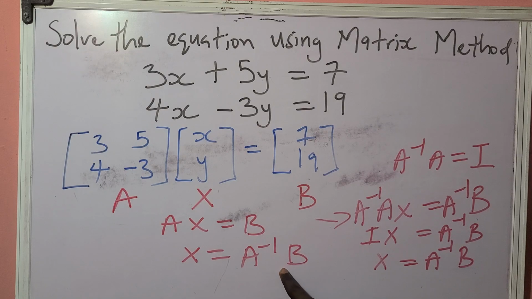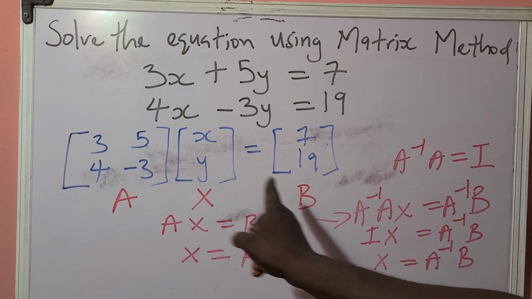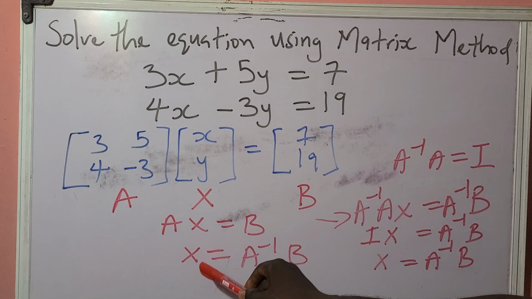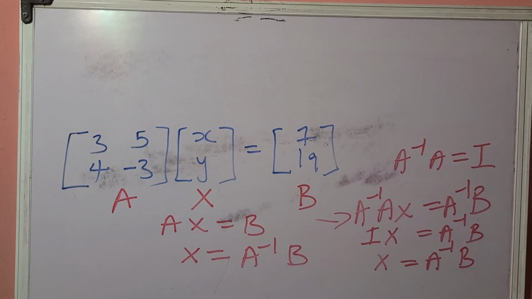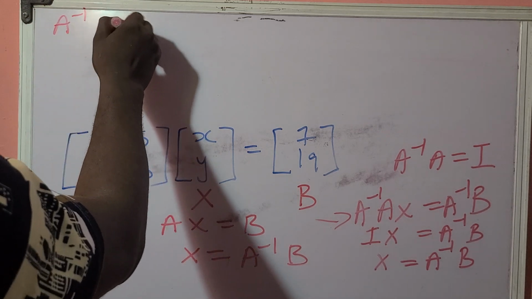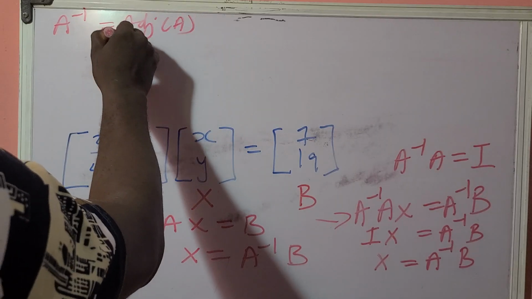This equation is where the solution of our matrix will come from. So all we need to do now is to find X. To find X, we find the inverse of A and multiply it with B. Finding the inverse of A and multiplying it with B will give me my matrix X. So how do we find A inverse? Of course, A inverse is going to be the adjoint of A over the determinant of A.